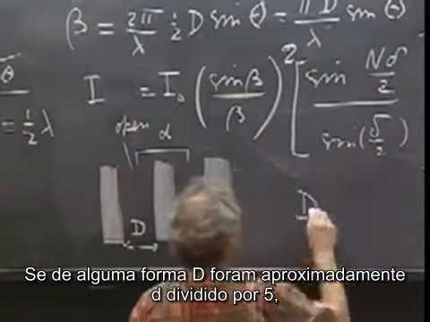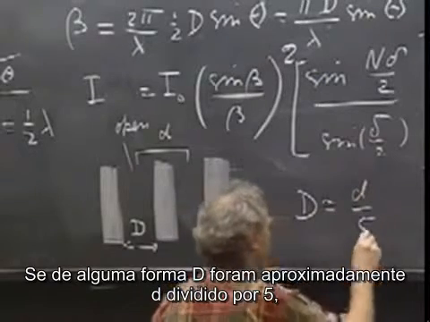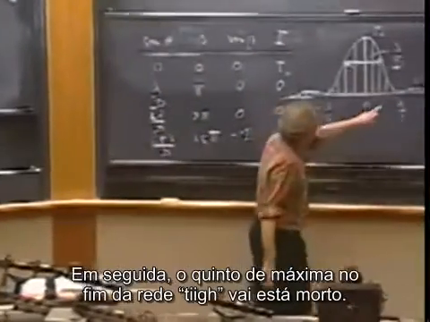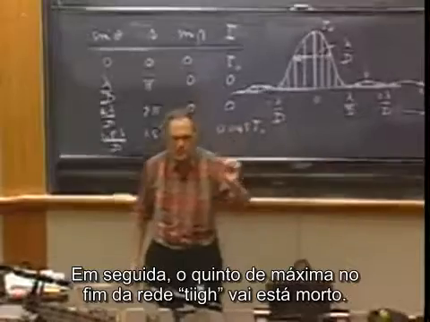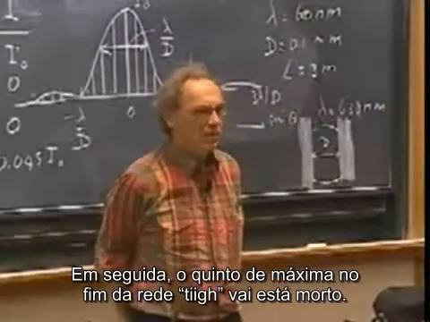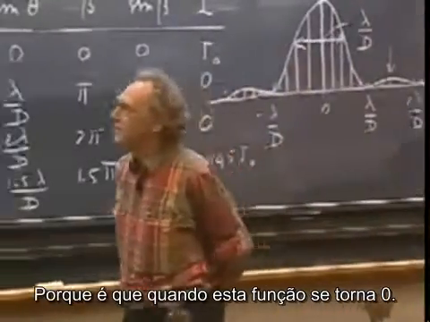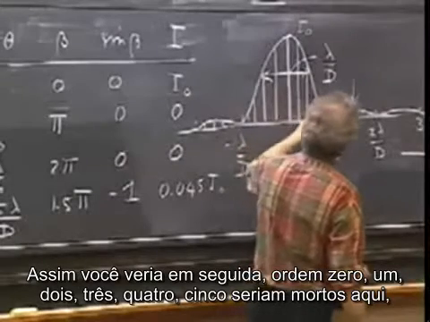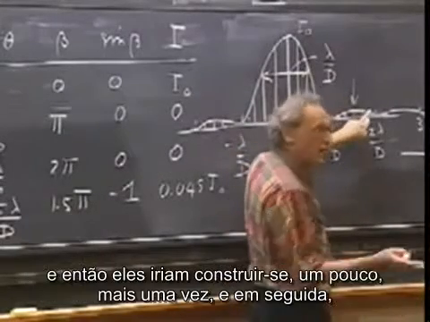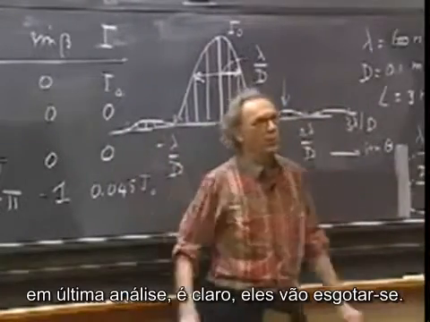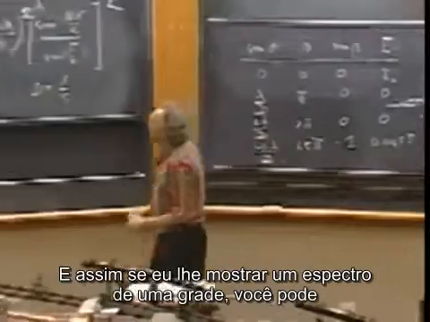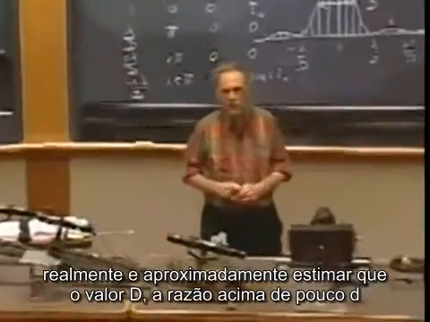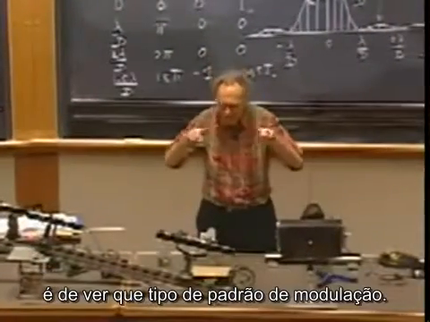If somehow capital D were approximately little d divided by 5, and it just so happens we have a grating here for which that is the case, then the 5th order maximum of the grating is going to be killed, because that is when this function becomes 0. So you would see 0 order, 1, 2, 3, 4, and 5 would be killed here, and then they would build up a little again, and then ultimately, of course, they would all peter out. And so if I show you a spectrum of a grating, you can roughly estimate what the ratio capital D over little d is by seeing that modulation pattern.